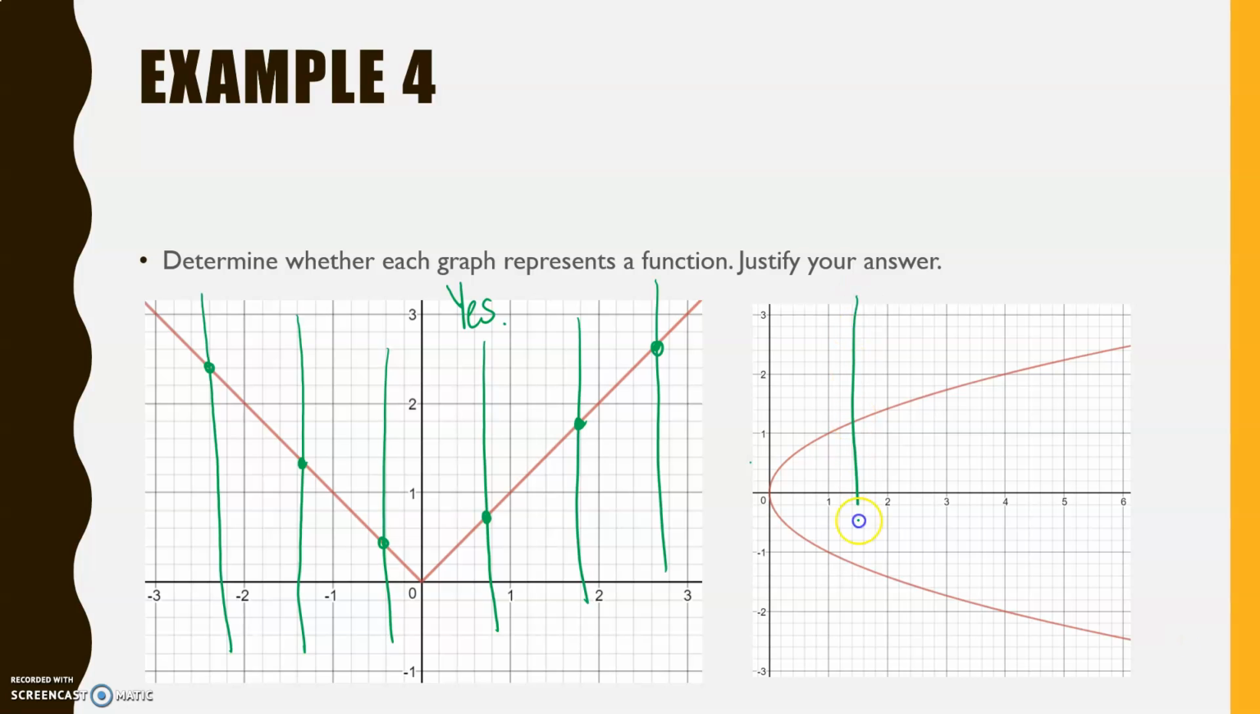But if I draw vertical lines on this one, right away I should see that it doesn't matter where I draw my vertical lines, it's crossing at 2 points. So this one would be not a function because it fails the vertical line test. It touches at more than 1 point.